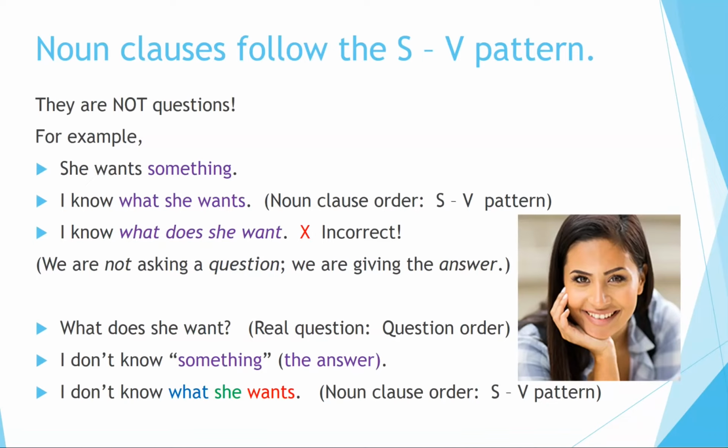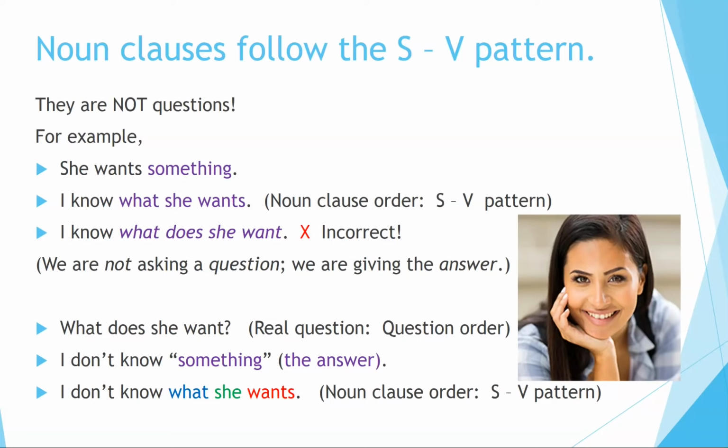Noun clauses follow the subject-verb pattern. They are not questions. For example, she wants something. This is not a question. I know what she wants. This follows the noun clause order, subject-verb pattern. I know what does she want. No, that's incorrect. We are not asking a question. We are giving the answer with a noun clause.